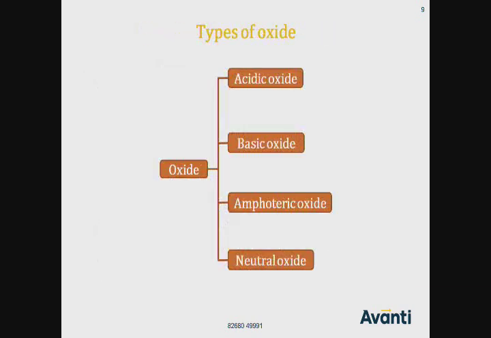Okay, so let's move on. Types of oxides. Oxides are of four types: acidic, basic, amphoteric, and neutral. Now the question is how we will identify the acidic oxides, basic oxides, amphoteric oxides, and neutral oxides. We will move on to the discussion part, but before that, make the heading types of oxides and draw this flow chart. After that, we will discuss one by one what acidic, basic, amphoteric, and neutral oxides are. Copy and then confirm.